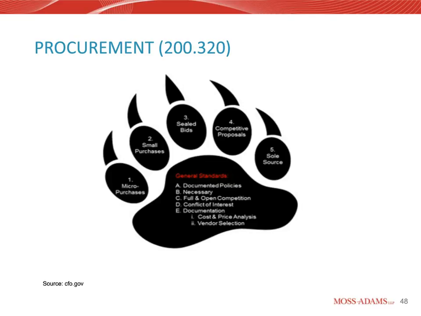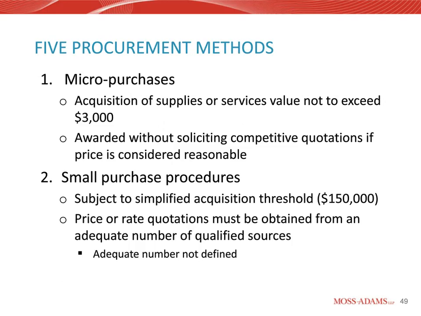Okay, diving into the actual methods. First one, purchases of supplies or services under $3,000 are treated as micro-purchases. The purchase orders may be awarded without soliciting any competitive quotations if the non-federal entity considers the cost to be reasonable. The non-federal entity must, to the extent practicable, distribute these purchases equitably among qualified suppliers.